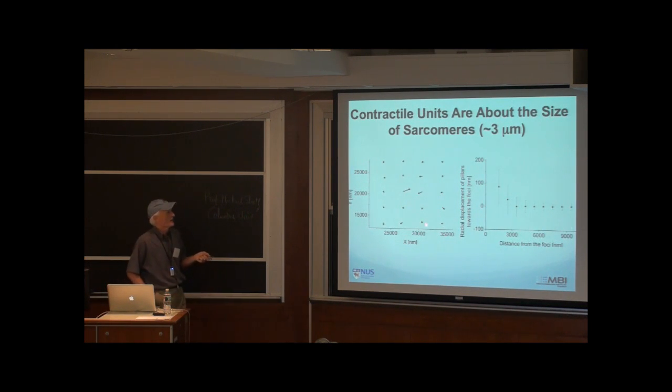So the sarcomeric units are again about 3 microns. If you look at the large pillar displacements, again you see there's just a local contraction. Now these are displaced by 3 microns, and it falls off very rapidly beyond that distance.